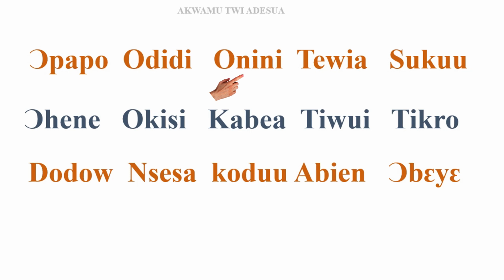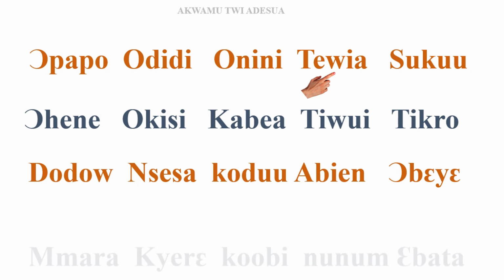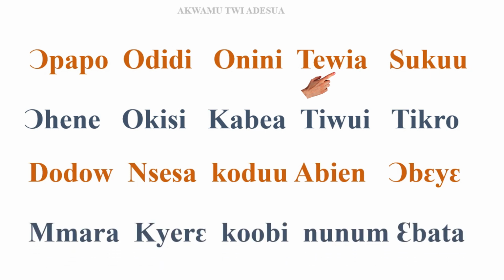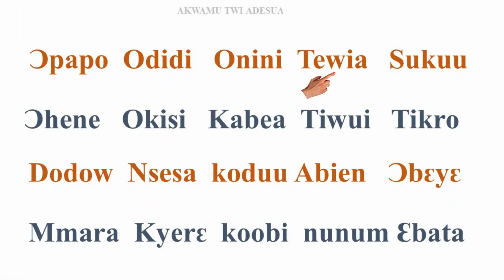We have i, onini. Then we have tewia. So we have the T, the E, W, I, A, which is tewia. Then we also have suku, which is the S, U, K, U, suku. We have ohene.